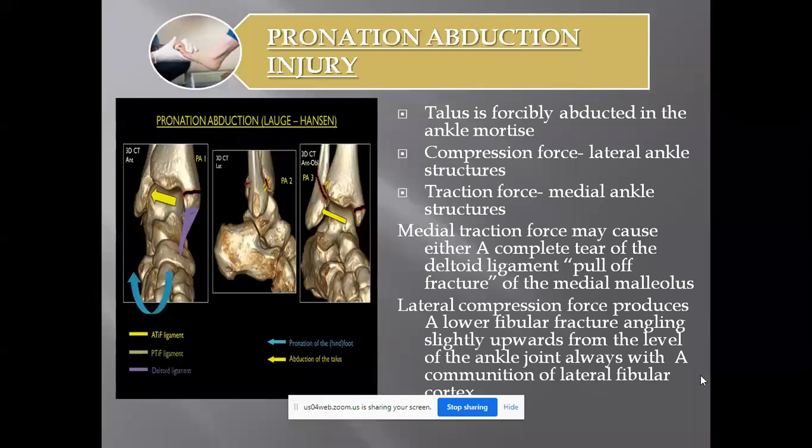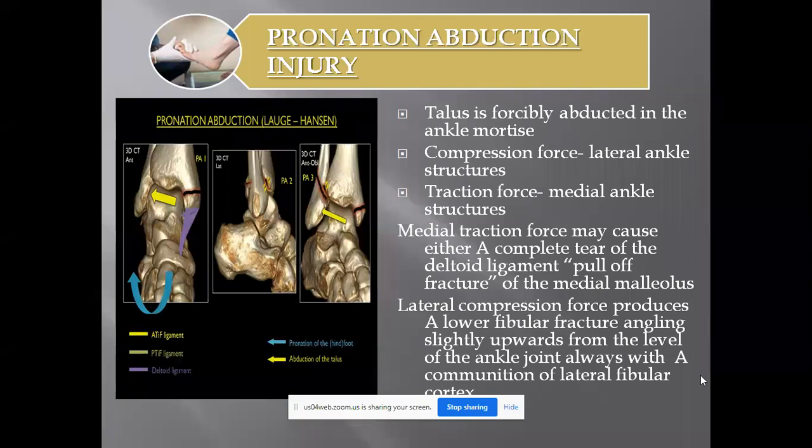Pronation abduction injury. The talus is forcefully abducted in the ankle mortise. There is a compression force on the lateral ankle structure and a traction force on the medial ankle structure. The medial traction force may cause either a complete tear of the deltoid ligament, that is, or a pull-off fracture of the medial malleolus.